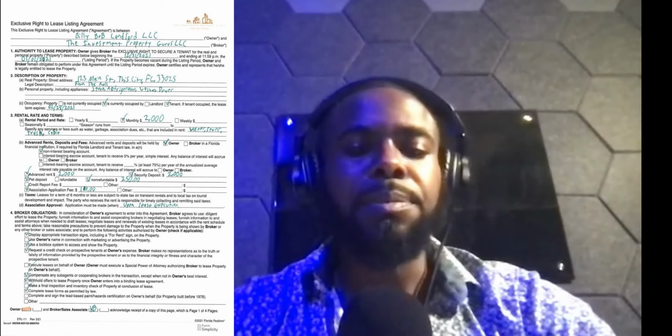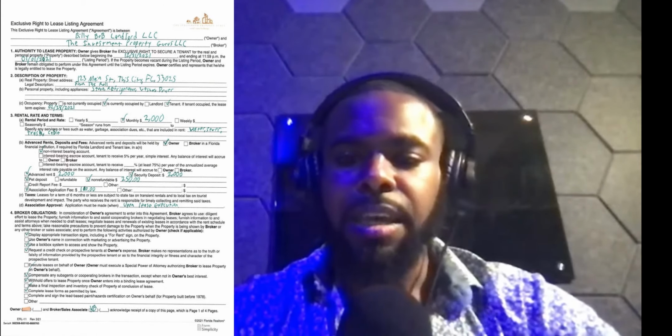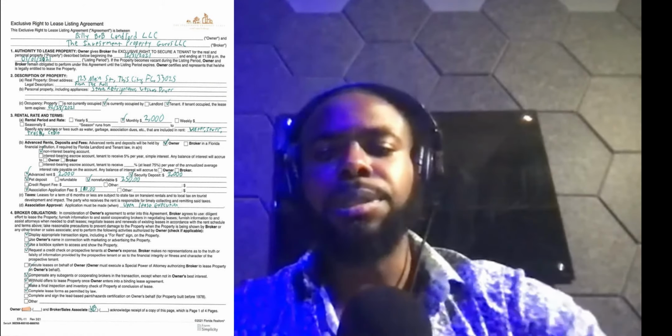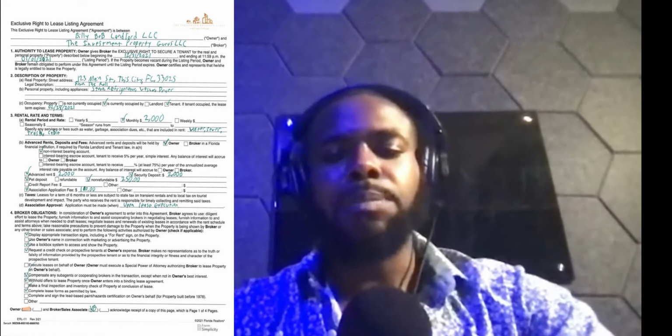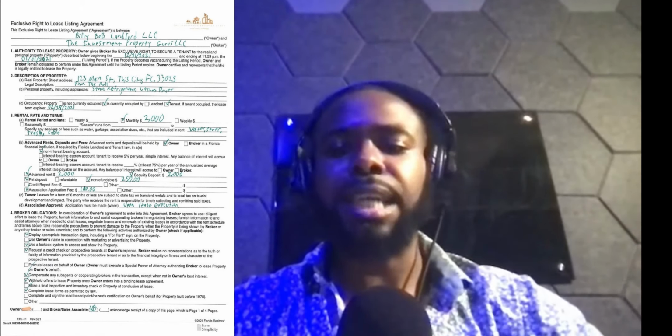Advanced rent, this is going to be the last. You know how they say first month, last month and security. Advanced rent is going to be that last month's rent, and the security deposit is right here. You'll notice they're each $2,000 because that's our listing price. I have first month, last month, and security as the same amount every time.